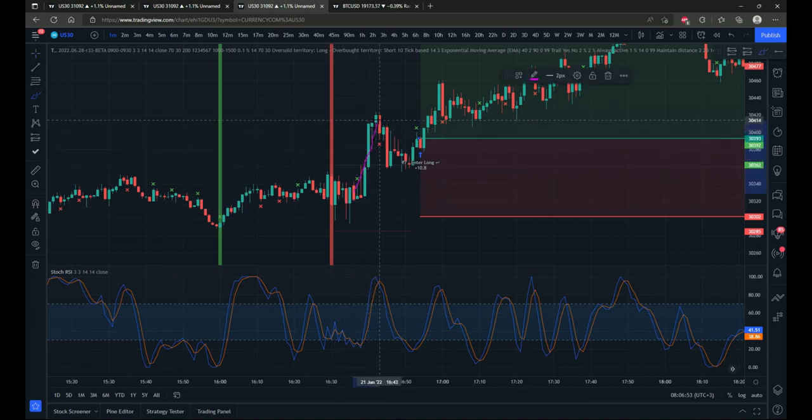So the strategy then waits for a pullback that gives a stochastic RSI cross to the upside in the oversold territory below the 30 level. And that is the entry trigger. So it's looking for the first cross up that happens in the oversold territory after the breakout of that time range.